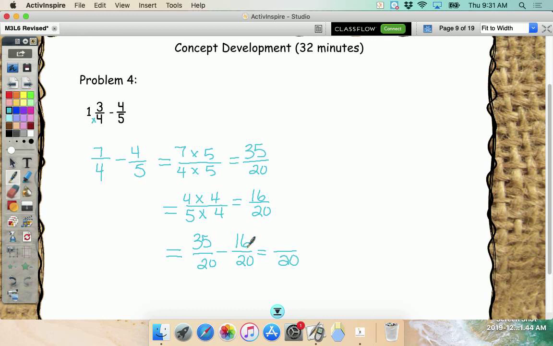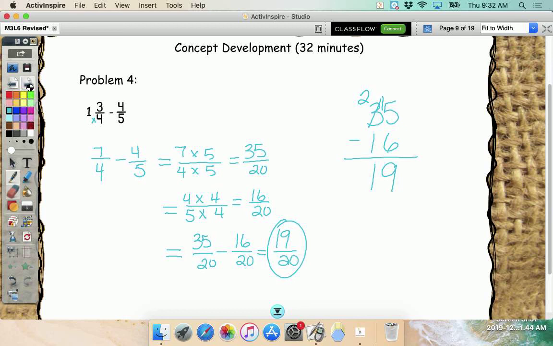I'm feeling a little lazy, so could you subtract for me? I'll pull a stick. Caitlin, did you figure out what 35 minus 16 is yet? No. Okay, if you need to do standard algorithm, is that okay? Yeah, just do it over to the side. Okay, I need to regroup here, don't I? 15 minus 6? 15 minus 6, 9. 2 minus 1, 1. So 19/20.